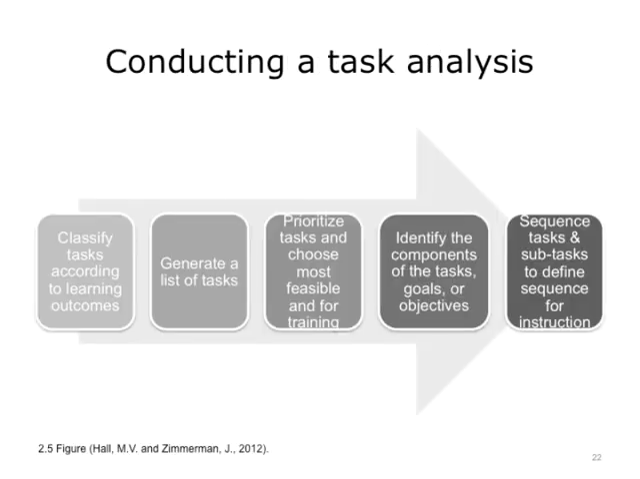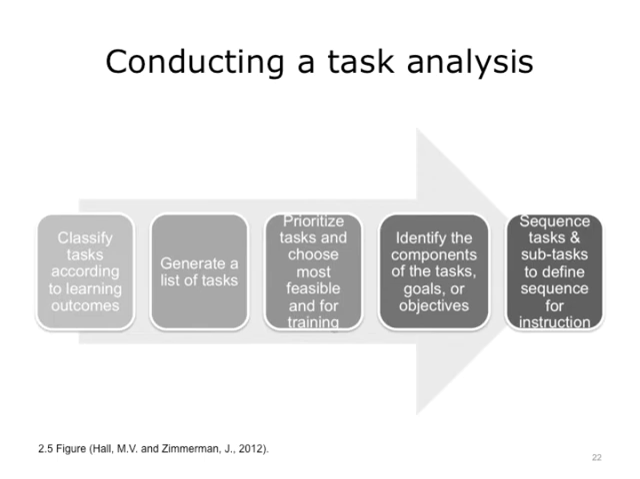A task analysis is conducted to get more detailed information on actual job tasks. For a given job, all tasks and subtasks, the flow of information, and the decisions required to perform the job are documented. These 5 processes must be completed. 1. Classify tasks according to learning outcomes. 2. Generate a list of tasks.